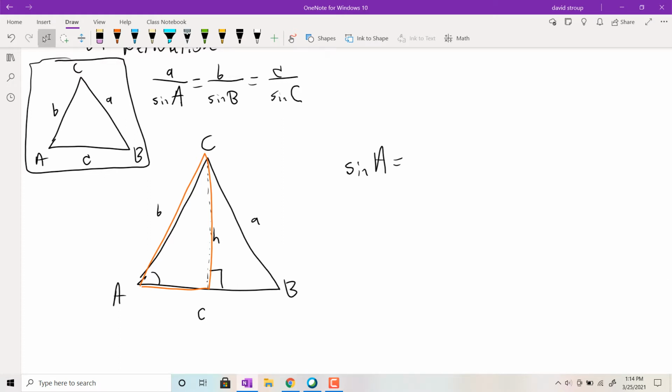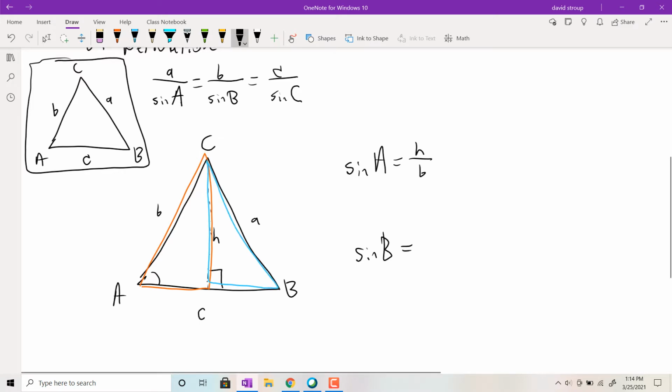So anyways, I'm going to work with this red triangle, and sine of A is opposite over hypotenuse. So in this case, using the letters, H over B, and also consider sine of B. And it's going to allow me to produce the law of sines, at least part of it. So sine of B then, let's make this blue triangle here, where this angle sine of B, opposite over hypotenuse, so in this case it will be H over A.